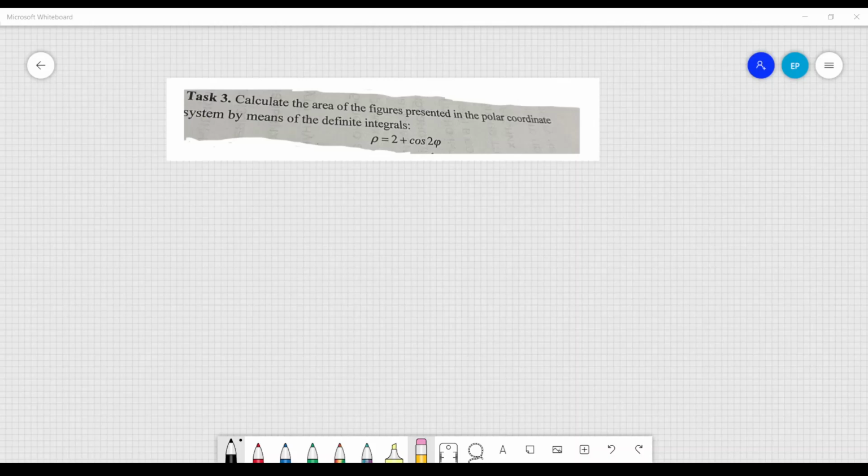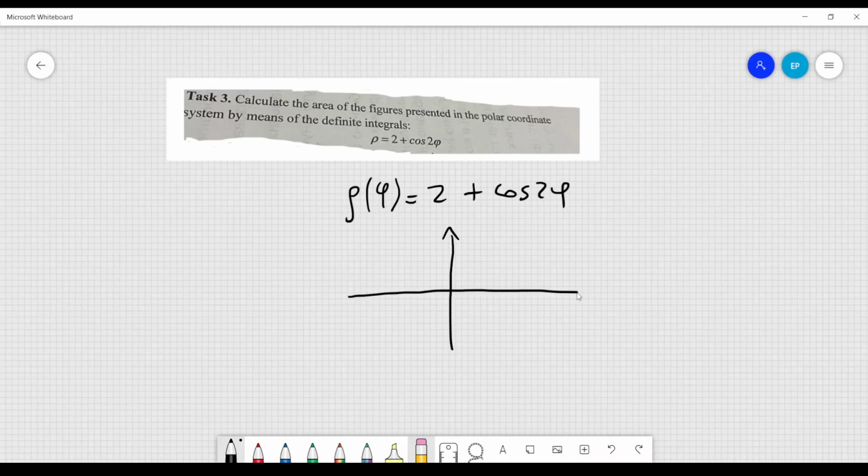For this task, we need to calculate the area using polar coordinates, because we have a function defined in terms of polar coordinates. Rho is a function of the angle phi, and it is equal to 2 plus the cosine of 2 phi. So if we plot this function, we have to remember how phi is defined. Phi is defined with respect to the x-axis. It is an angle defined with respect to the x-axis.